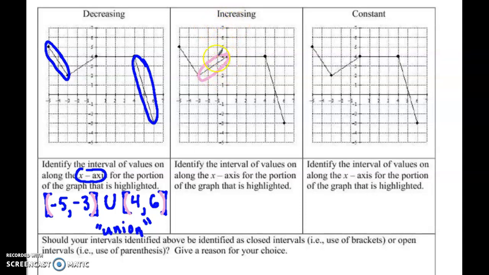So this function, it's the same graph, and I kind of already gave you the answer. It's increasing from -3 to 0. And let me just change colors one more time. This is a constant graph. Constant just means it's not going up or going down. It's staying constant from the x values from 0 to 4.